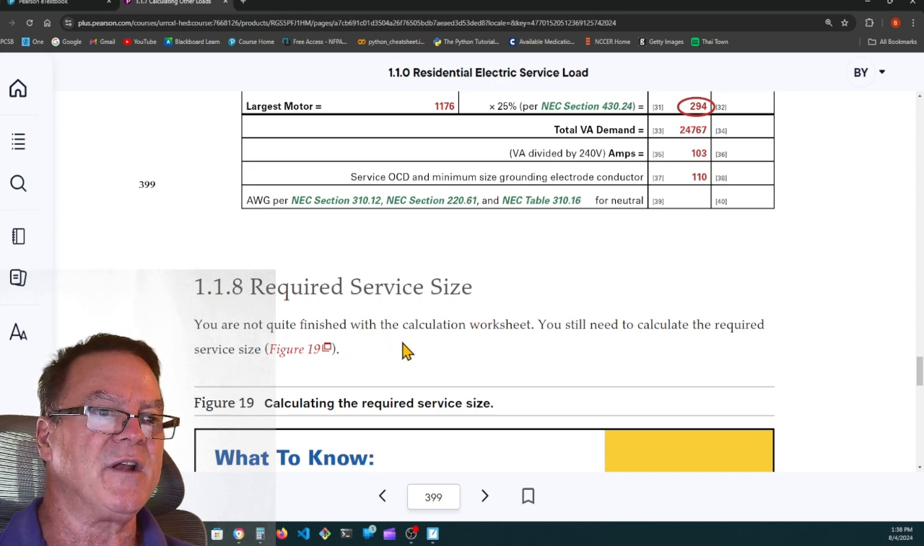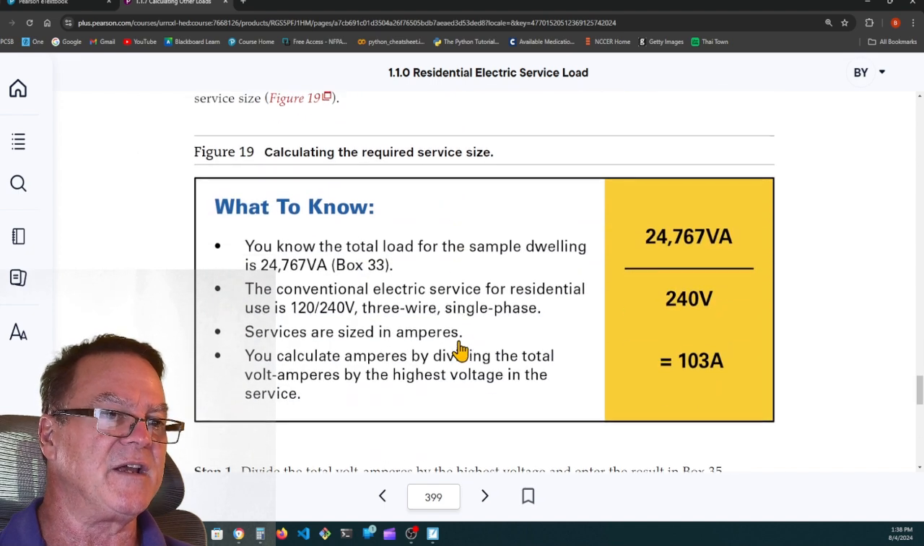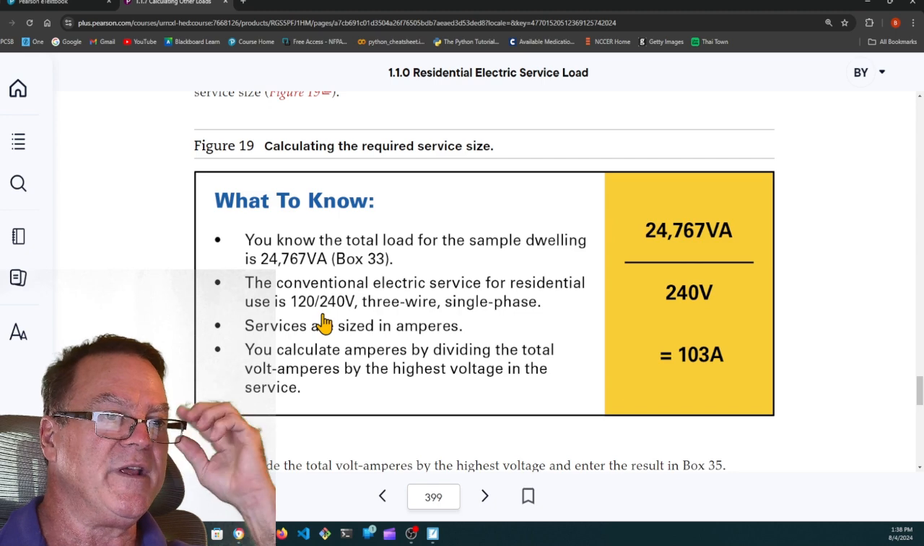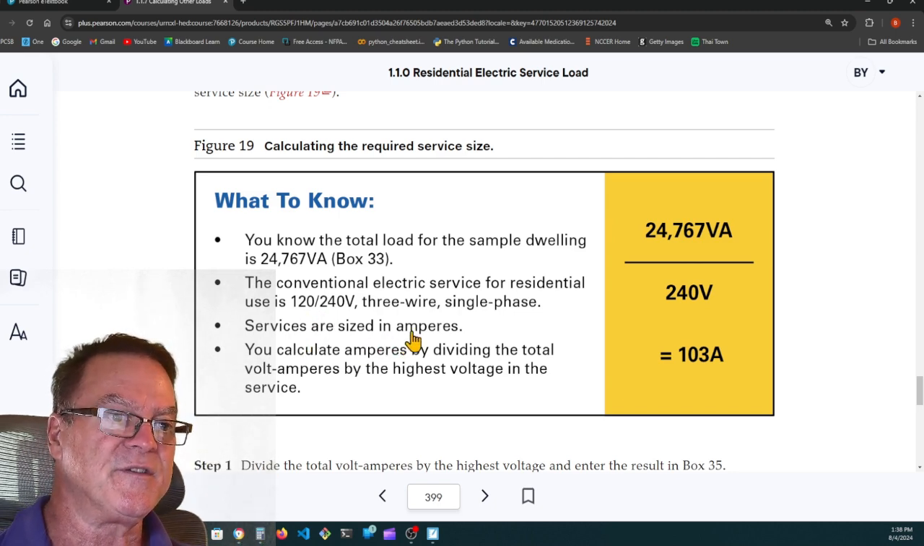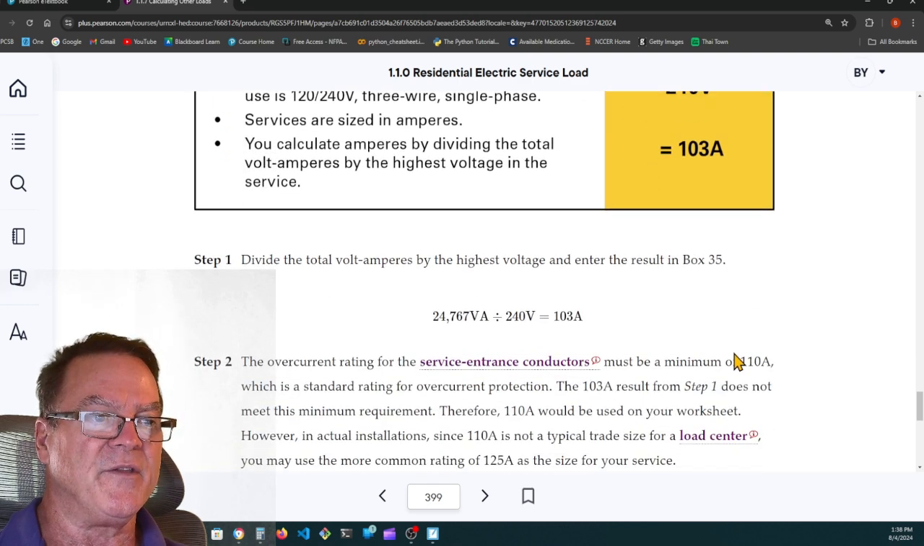Required service size. You're not quite finished with the calculation worksheet. You still need to calculate the required service size. So you know the total load for the sample dwelling is 24,767 volt amps. The conventional electrical service for residences uses 120/240 3-wire single phase. Services are sized in amps. You calculate amps by dividing the total volt amps by the highest volts in the service. So 24,767 divided by 240 volts is 103 amps.